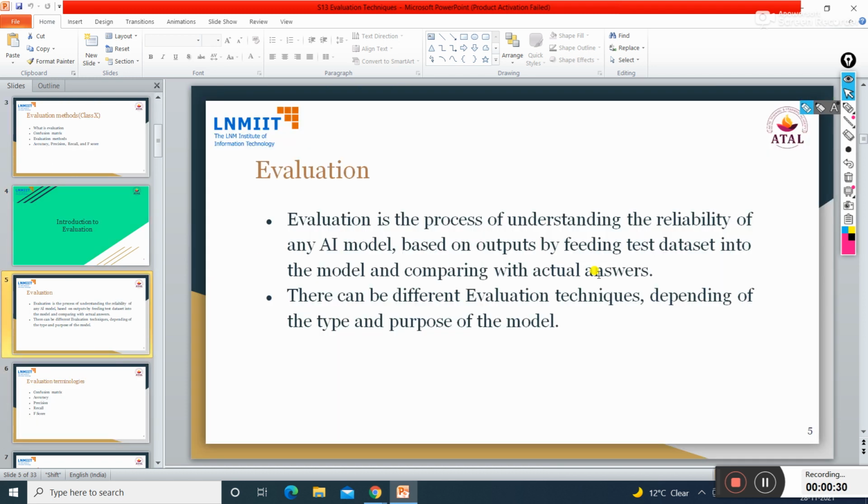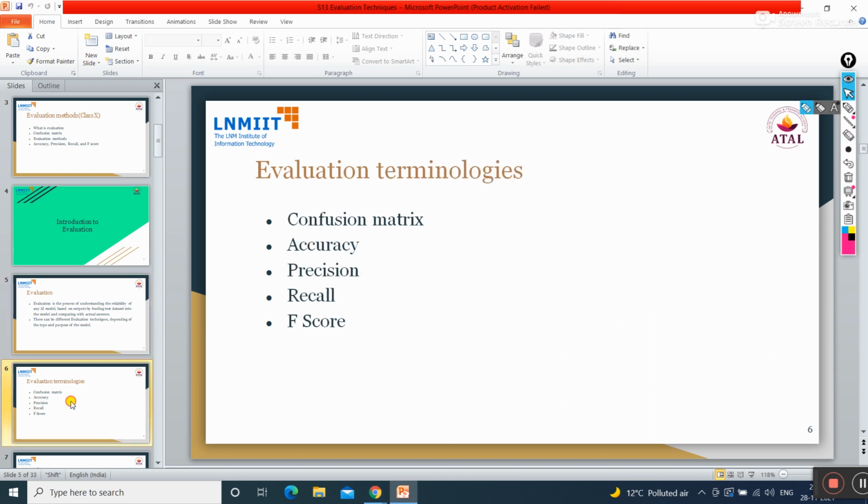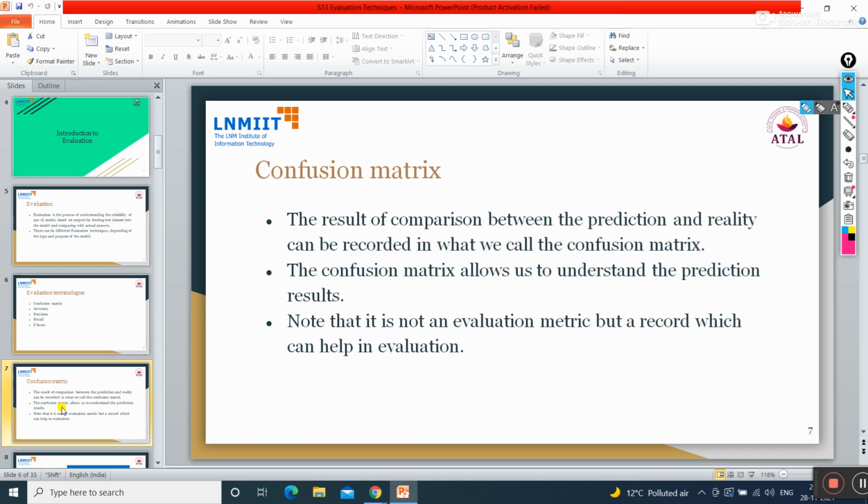So we were talking about the evaluation, and very quickly we will revise the previous sections also. So evaluation is the process of understanding the reliability of any AI model based on outputs, by feeding a test dataset onto the model. So actually it's the difference between actual and predicted. Then we will be discussing confusion matrix, accuracy, precision, recall, and F1 score.